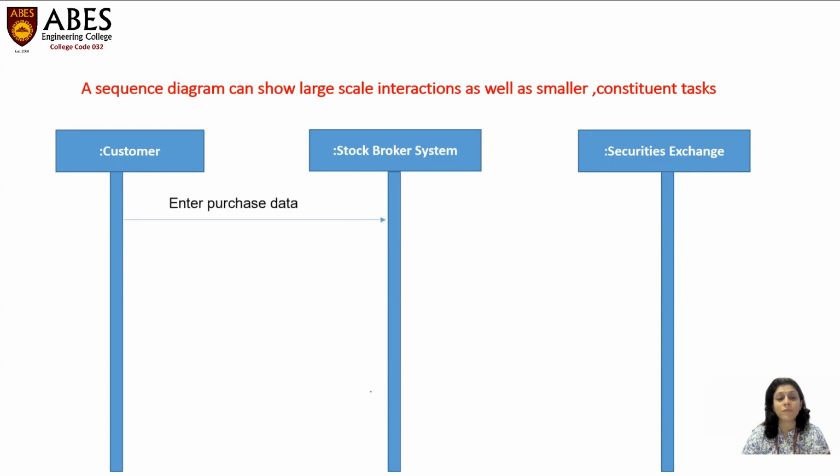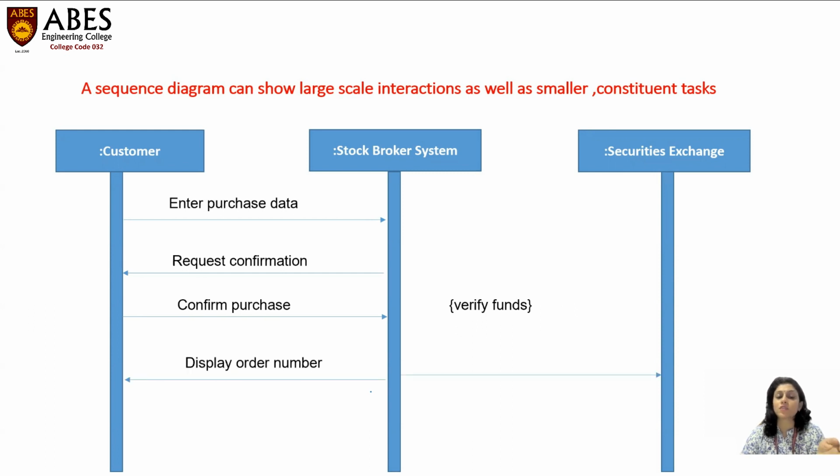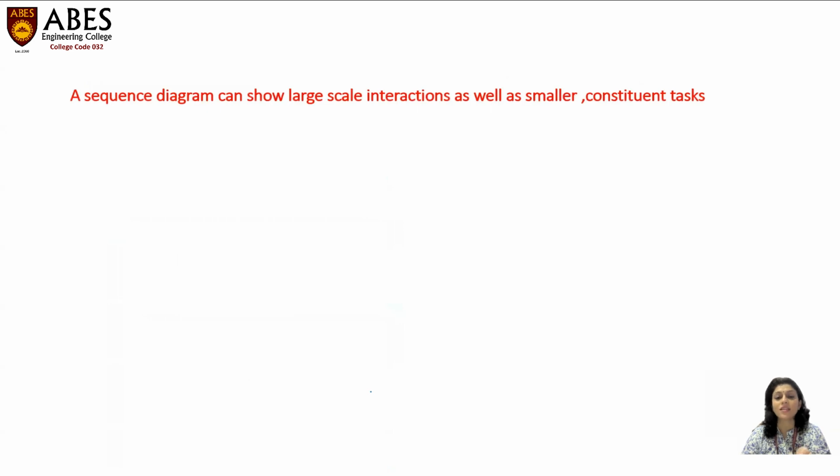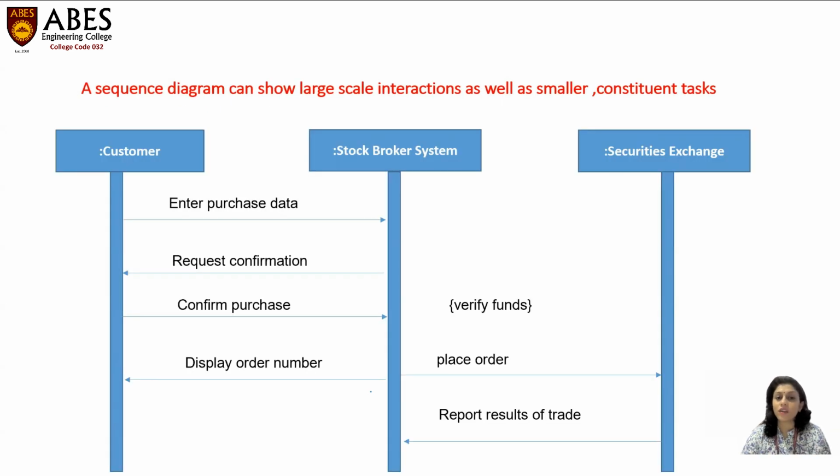See how the customer is entering the purchase data. So the logging in information is not shown in this sequence diagram. After entering the purchase data, the stockbroker system verifies the funds, requests for confirmation. When the customer is confirming the purchase, it will display the order number and place the order to the securities exchange, wherein the securities exchange will report the results of trade, and the sequence diagram is complete. So herein what I'm trying to say is that we can break down a larger sequence diagram into smaller constituent tasks as well, just to bring in more clarity to the sequence diagrams.